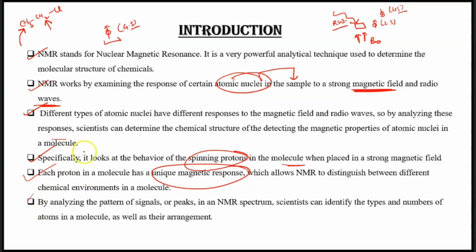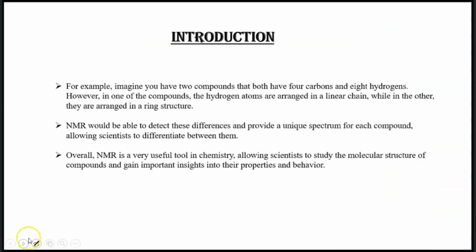So by analyzing the pattern of signals, peaks, in NMR spectrum one can easily identify the type and number of atoms in a molecule as well as their rearrangement. So, if we'll take the example of, you know, linear chain and branched chain compound, NMR is quite useful in differentiating between these two.